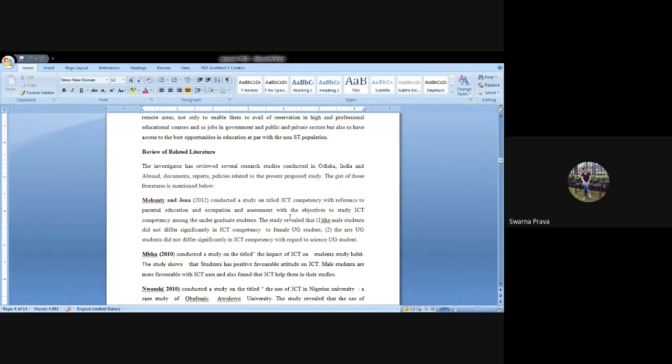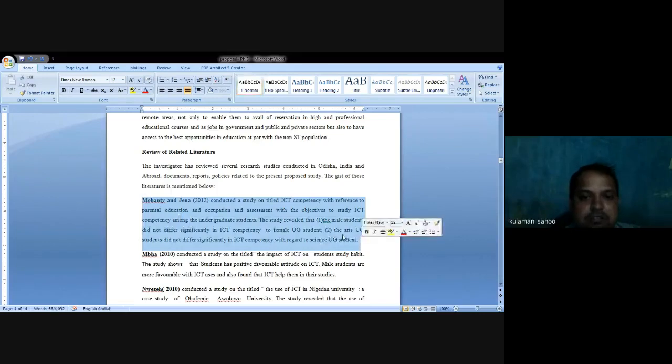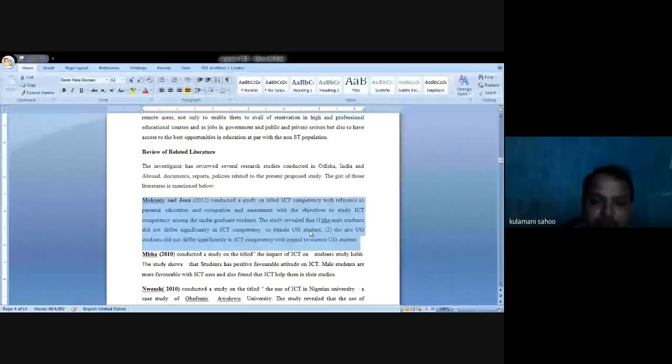Let's have a look. This is how to make a review. This was my focus point: how to prepare your reviews on the literature. So while reviewing, please bear with this which I have highlighted now. This is a review which you need to write.